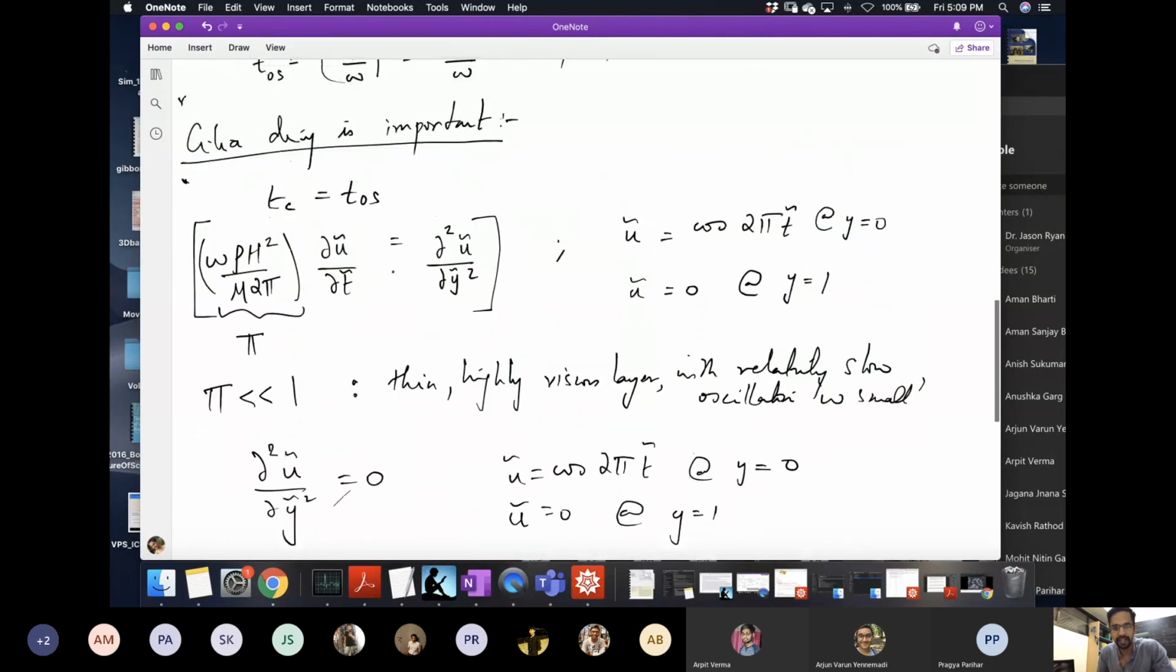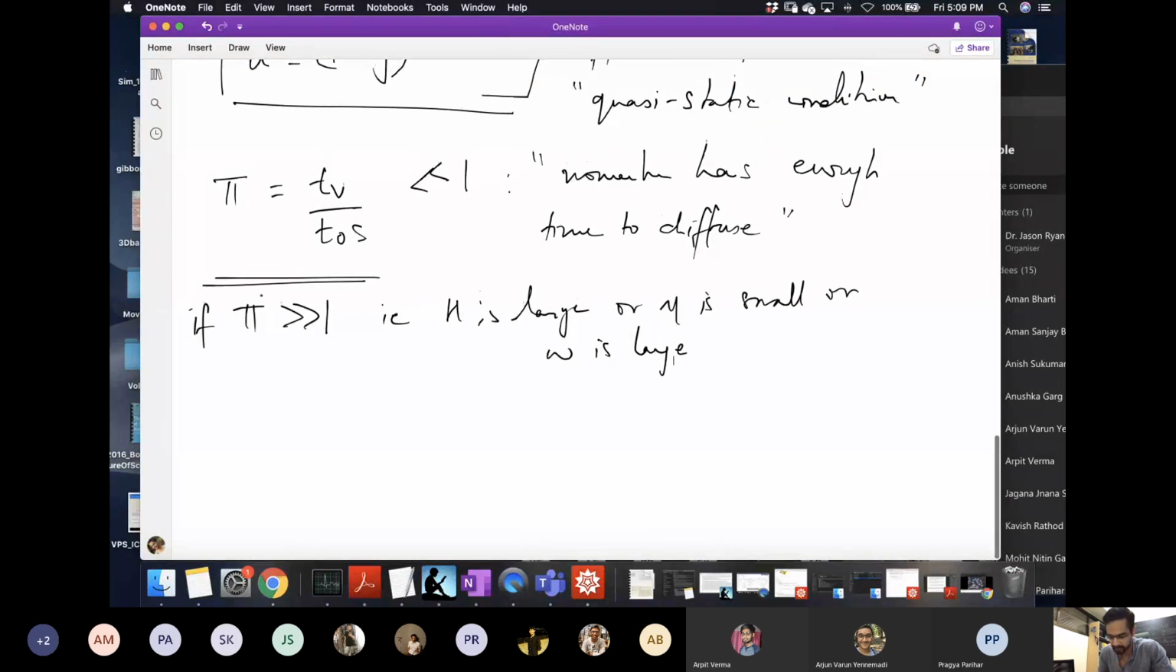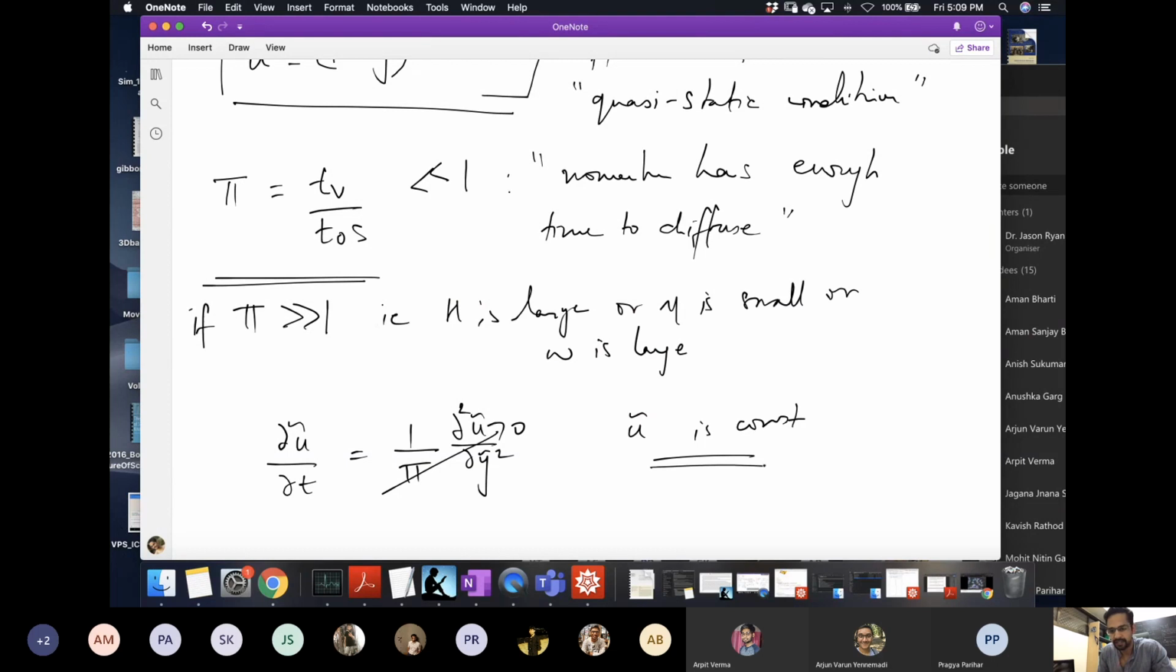But now if I look at the scaling I had done here, and I take pi equal to large, I will get the absurd situation. I'll get du tilde by dt is equal to 1 over pi times the viscous terms. And I'm saying pi is large, in this case this becomes 0. But this just tells me that u tilde is constant and basically unmoving.